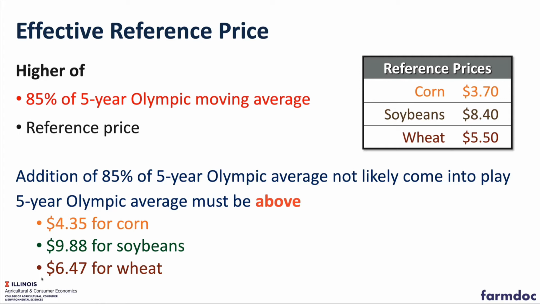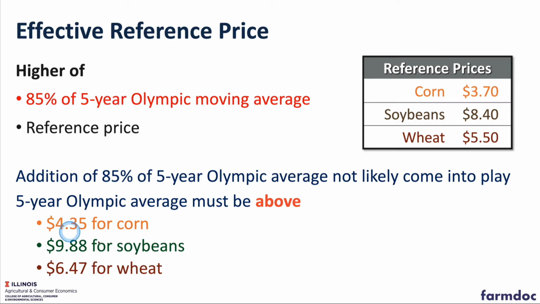Effective reference price: the higher of 85% of the 5-year moving average, or the reference price. Here are our reference prices: corn, 370. Those didn't change. 840 for soybeans, 550 for wheat. This 85% will not come into play for 2019 and 2020, and probably not for 21, 22, 23, or 24.